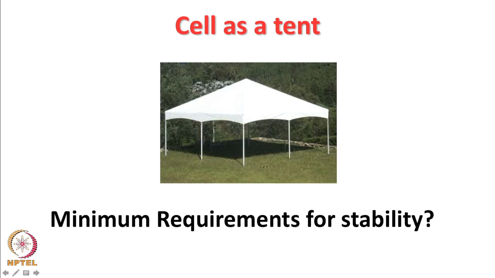Now I would like to make an analogy as to, from a mechanical standpoint, how do I represent a cell. I would like to imagine the cell as a tent. Imagine this tent which is firmly secured in the ground. If I were to imagine the cell as a tent, what are the requirements for ensuring that the cell is stably positioned in the ground? What are my minimum requirements?